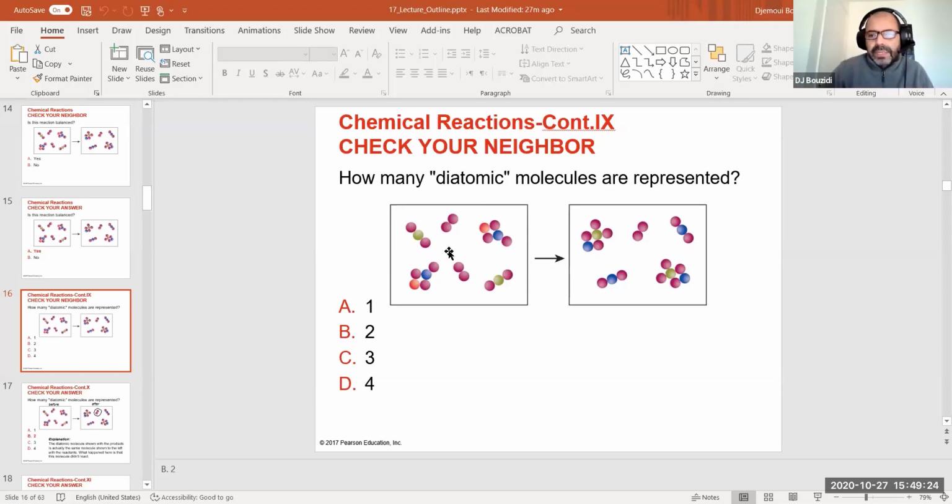No, on the reactants. On the reactants, how many are there first? And then on the products, how many are there? You're right. So both of them, but we have to separate them with this arrow. How many in the products? Count them, the molecules with just 2 atoms.